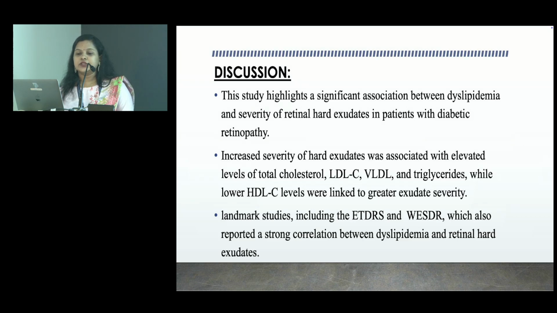Coming to discussion, this study highlights a significant association between dyslipidemia and severity of retinal hard exudates in patients with diabetic retinopathy. Increased severity of hard exudates was associated with elevated levels of total cholesterol, LDL cholesterol, VLDL, and triglyceride, while lower HDL was linked to greater hard exudate severity. Landmark studies including ETDRS and Wisconsin DR study also reported a strong correlation between dyslipidemia and retinal hard exudates.